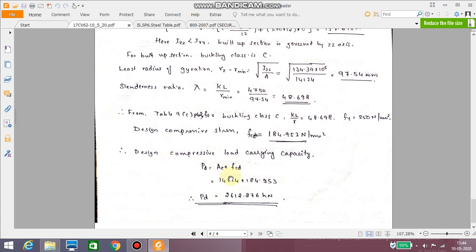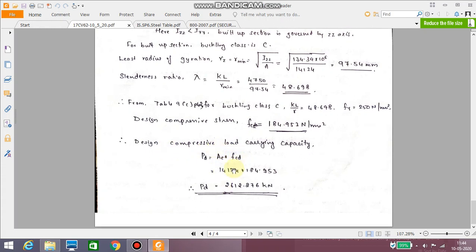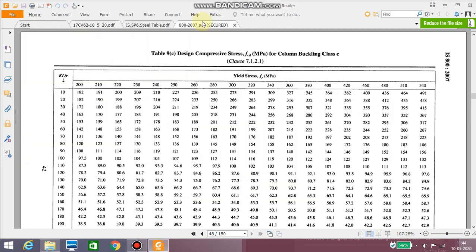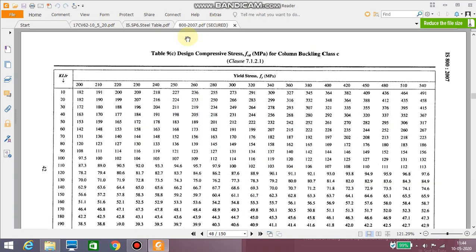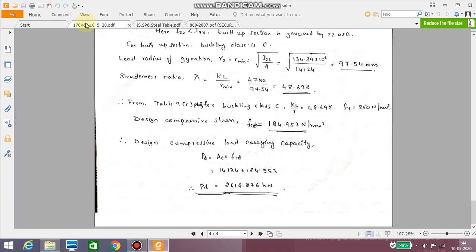Therefore, design compressive load is nothing but Ae into fcd, works out to be 2612.276 kilonewton. For this I have taken the value for 48 point something. What is that value? 48.698 as the KL by r. It is in between 40 and 50, that is 198 and 183. Interpolated to get a value of 184.953 Newton per millimeter square.